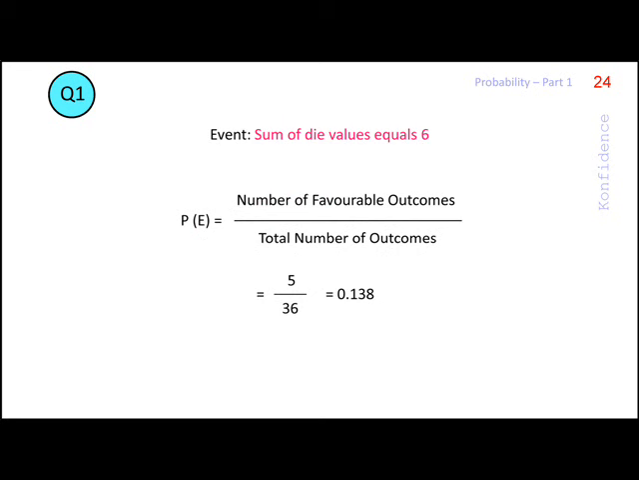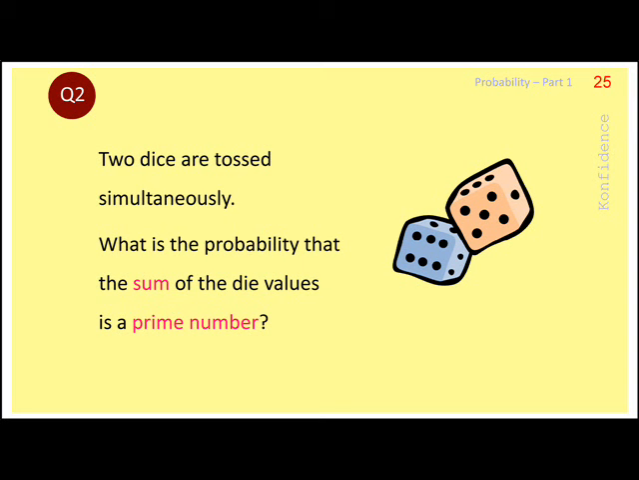So, the probability of getting a sum equal to 6 equals number of favorable outcomes divided by the total number of equally likely mutually exclusive outcomes, which equals 5 divided by 36 or 0.138. Let us now solve a similar problem. See the question number 2 given in the slide. When 2 dice are tossed simultaneously, what is the probability that the sum of die values is a prime number?